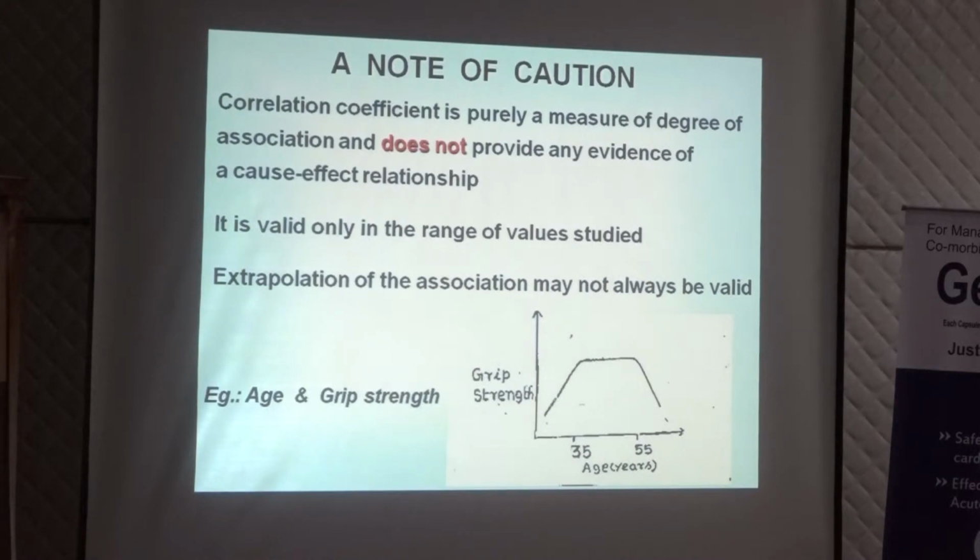It is valid only in the range of values studied. Whatever values I have seen, I will comment only on that, not outside it. An example is age and grip strength. As the age increases up to a certain level, grip strength increases, then it is fixed, the plateau stage, and then it comes down. So by seeing only part of this, if I comment that as the age increases, grip strength always increases, got my point? We cannot comment. It is valid only in the range of values studied.